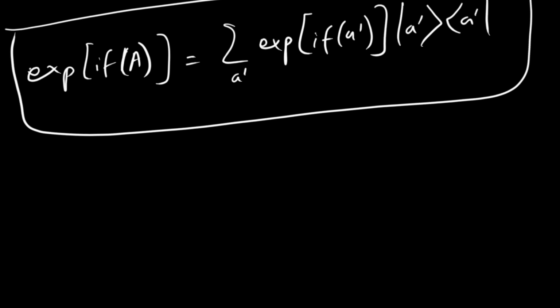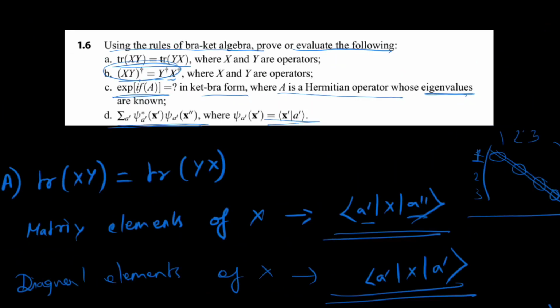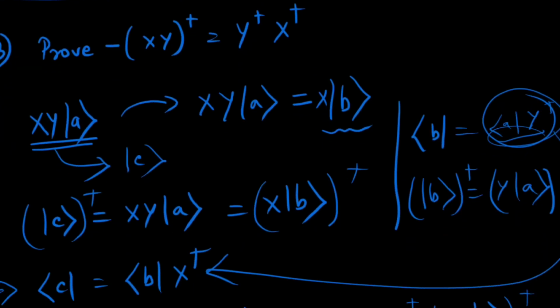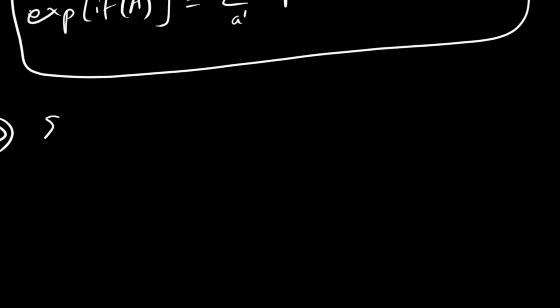So let's do the fourth and the last question, D. What did it say? Let's check. We have been given this expression and we have to evaluate it, where psi of a prime x prime is equal to the inner product of x prime a prime. So let's write the expression first: the sum over a prime of psi star a prime x prime, psi a prime x double prime.